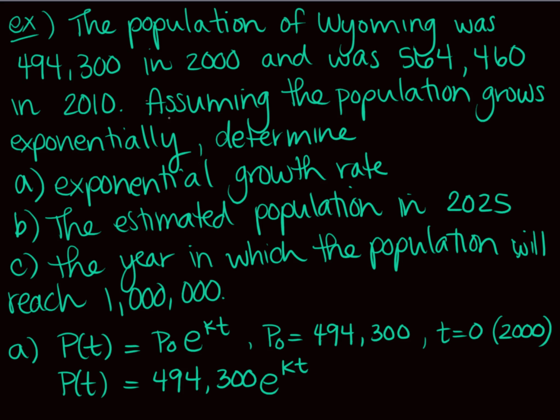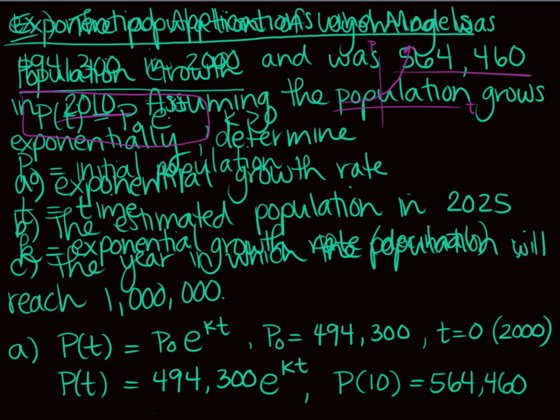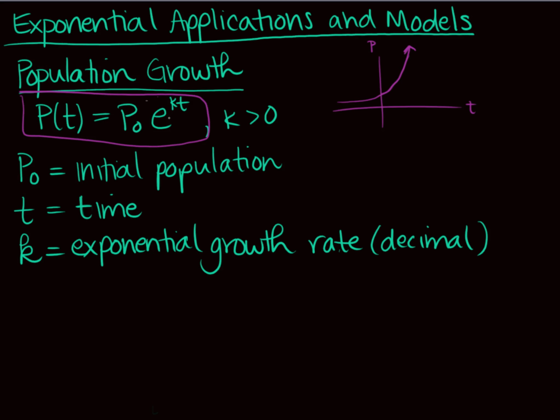What other information was I given? I was given that there are 564,460 in 2010. They didn't just give me that because they felt like it. They gave that to me because that's going to help me find my exponential growth rate. So in 2010, I know that P of t must be 564,460, because 10 years after 2000, that was the population of Wyoming. I'm going to use these two facts together to find my solution.